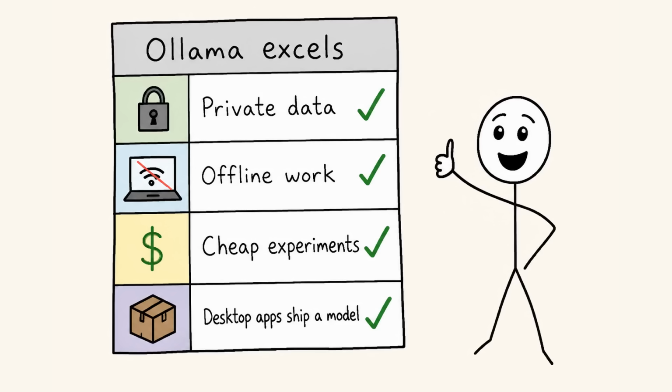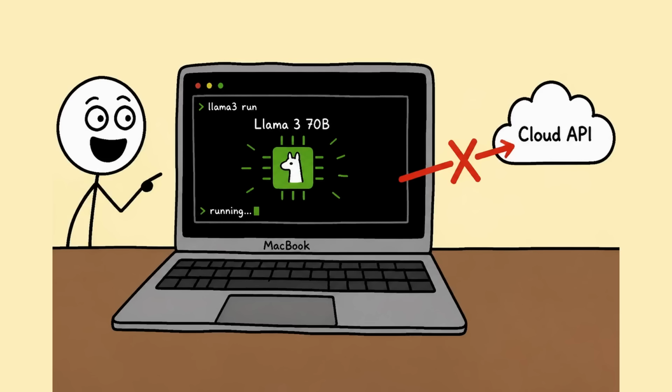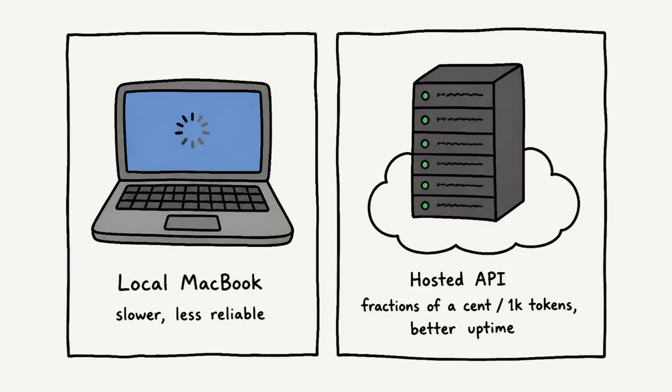But the idea that a developer's MacBook running Llama 3 70B replaces a cloud API in production, that mostly doesn't hold. It's slower, less reliable, and a hosted call at fractions of a cent per thousand tokens beats it on both cost and uptime once you've got real traffic. Critics call the local everything fantasy developer cosplay, and yeah, for most production workloads, they're right.